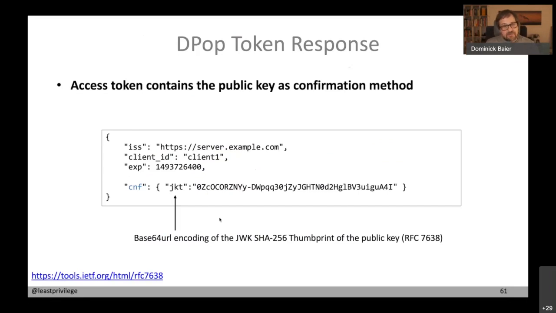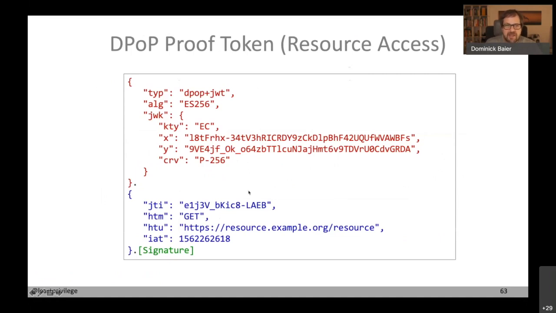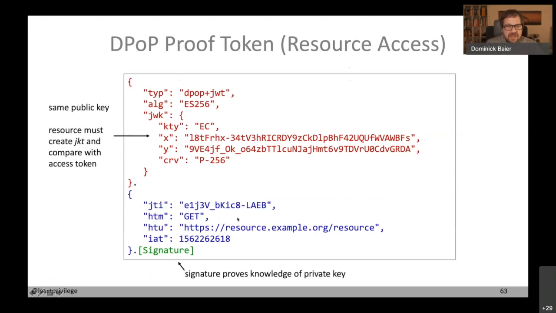If the client now makes a call to the API, it will send the access token, which includes the cnf claim. It will send an additional token, the DPoP token. And what the DPoP token is, again, is using the same key material that we used to call the token service. We're embedding the URL and the HTTP method. And again, by being able to validate the signature, the API knows that we actually know the private key, which again proves that we own the access token.